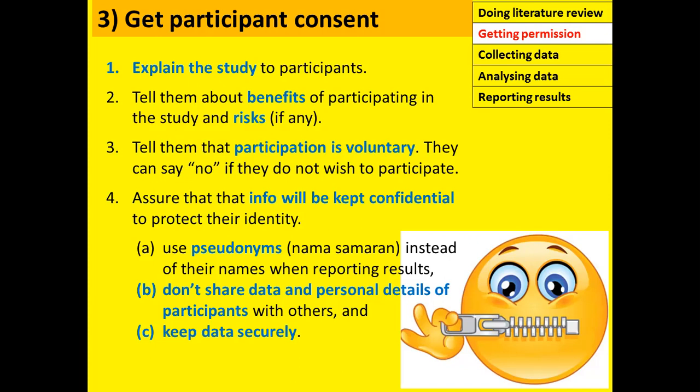The other thing is, we need to assure them that the information will be kept confidential to protect their identity. So when we write reports about the results, we will use pseudonyms. We will not use their real name. And we should also not share the data with other people or talk freely about the results with other people, including their names and family details and so on. This is the part about being an ethical researcher. And we also must protect the data securely. That means it doesn't get into the hands of people who may use the information negatively on the participants.